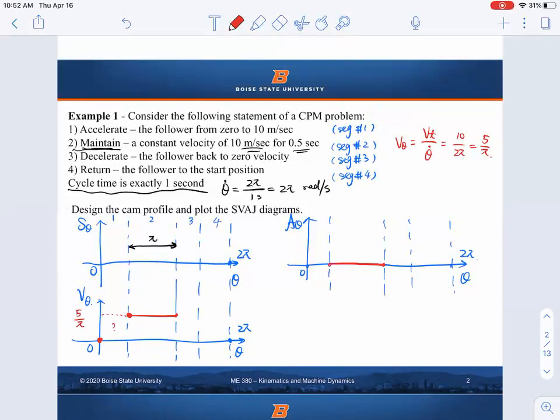And then let's look at the deceleration, step number 3. So the follower goes back to 0 velocity. And then eventually it returns to the starting point, okay? So we know that it starts at 0 and it ends at 0. All right, so that's all the information we have. So, make sense?